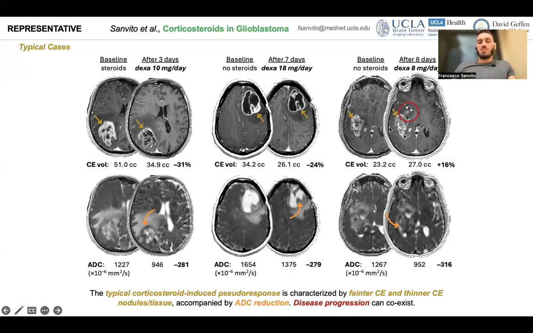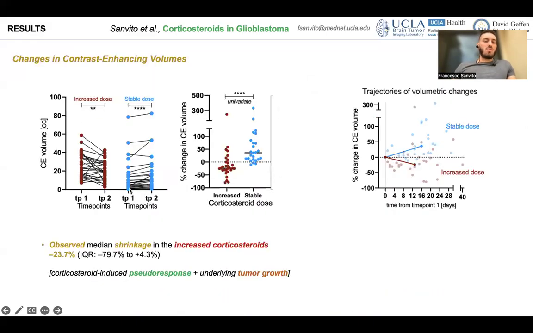Interestingly, when we see pseudo-response, it's still possible that there is tumor progression elsewhere or mixed response. In terms of quantitative data, we see that the increased corticosteroid group had an overall shrinkage of the tumor, whereas the stable dose group had growth, which makes sense for the natural history of the disease, which is, pre-treatment, bound to grow. You can see the different trajectories of the two groups. But this overall 23-24% shrinkage in the increased group is confounded by the fact that there is also interval tumor growth.